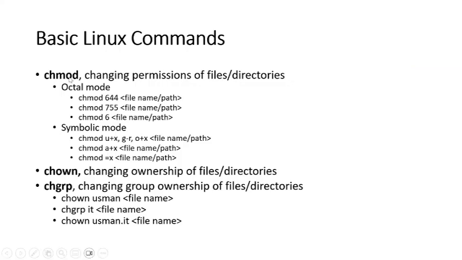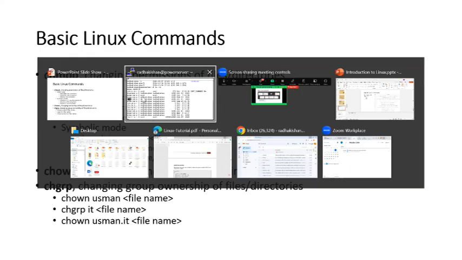This is the command for changing permissions, chmod. Through this command, we can change the permissions of files and directories, and we can even change the ownership of the files. And through the chgrp command, we can change the group ownership. So this is the command to set the permissions of a particular file.